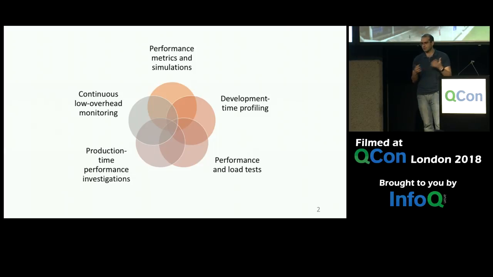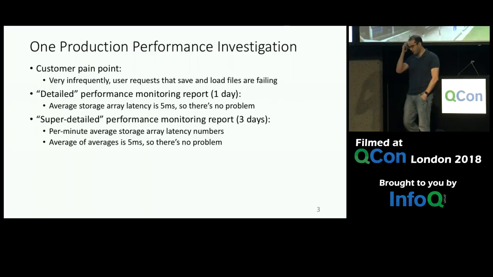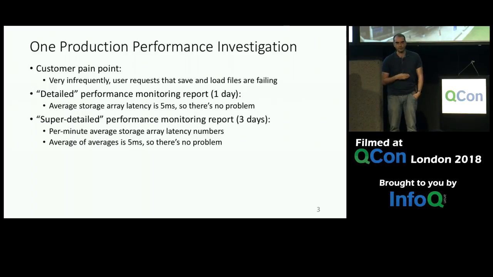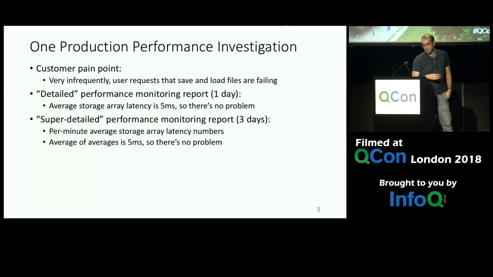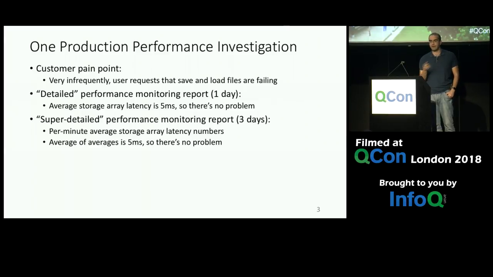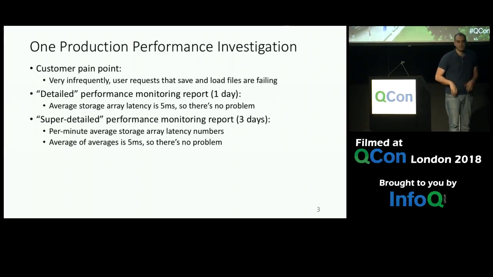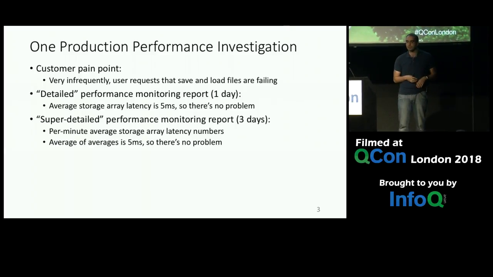So just to put us all in perspective, here's an example of a production investigation that I had about a couple of years ago, actually now. The pain point introduced by the customer was that sometimes user requests to load and save files in a document management system were failing with some sort of timeout. We suspected a lot of different components. At some point, we suspected the network storage system was actually at fault.